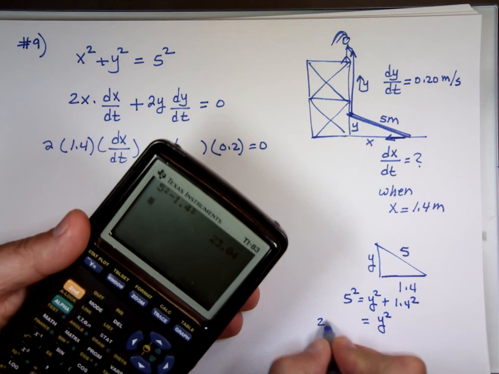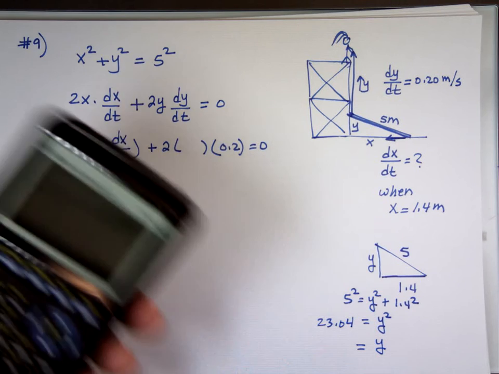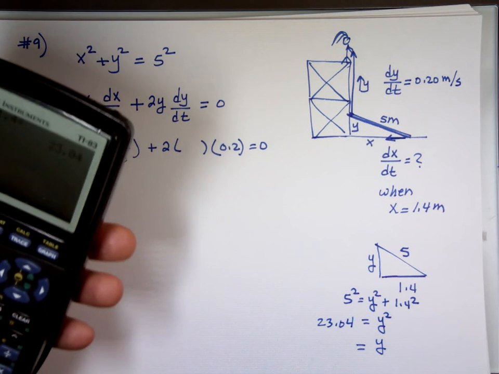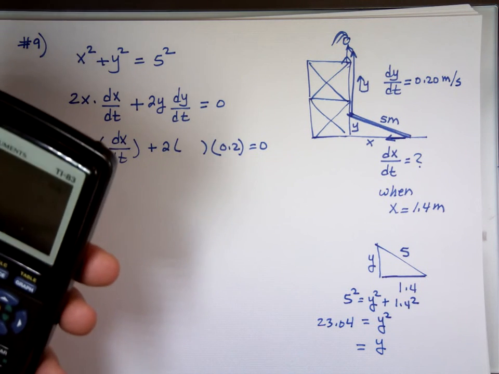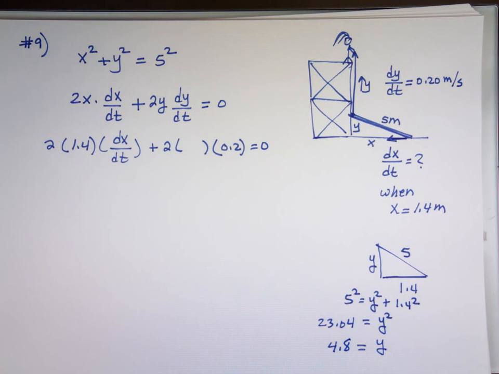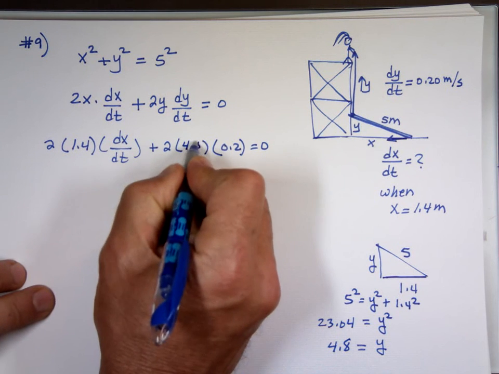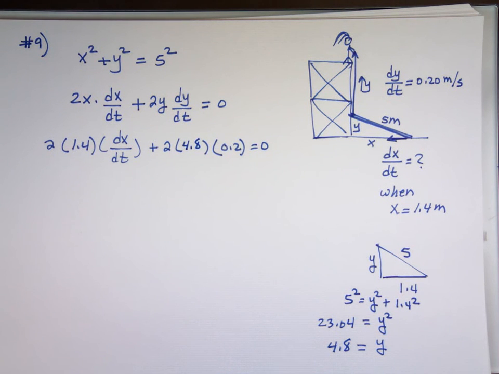23.04. Take the square root of that number. 4.8. On the money. I was wondering if I have to round anything. So now you put it in. And how many unknowns do we have? Only one.